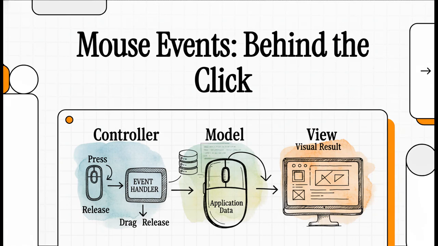Hey everyone, and welcome. Today we're going to peek behind the curtain on something we all do 1,000 times a day without even thinking about it: clicking a mouse. We're going to break down exactly what happens inside a program, from the second your finger presses down to the moment a new line or a new shape pops up on the screen. Let's trace that whole journey.